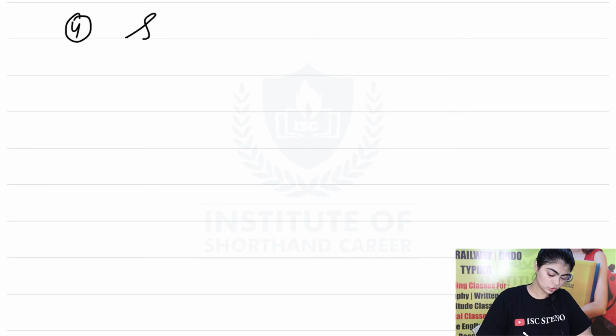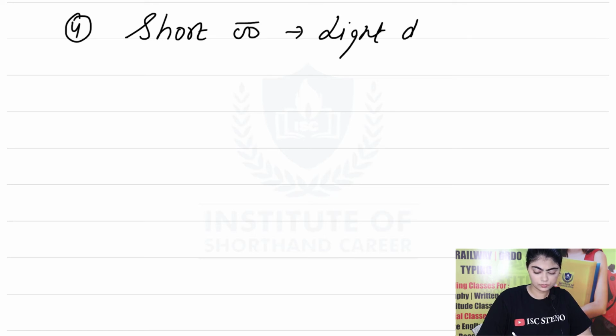Now the last sound is short oo. This is represented by a light dash. If the sound is stretching, that means it's a long heavy dash or heavy dot. If there is a light sound, there is less stretch, then that means it's a light dash or a light dot. Okay. So short oo is represented by a light dash.